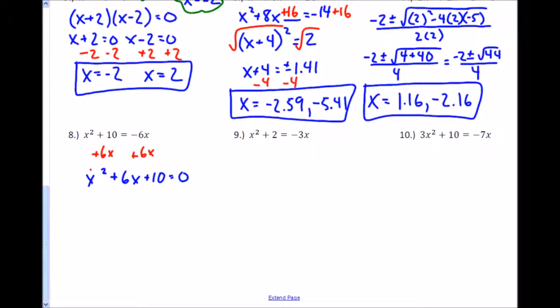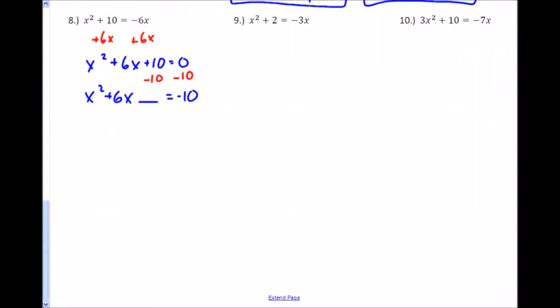Okay, so since that one cannot be factored, I'm going to try doing this one by completing the square. I'm going to subtract the 10 from each side, because remember, I want to create space. That's x squared plus 6x with a little space equals a negative 10. And now I complete the square. I do b divided by 2 and square it. That gives me a plus 9.